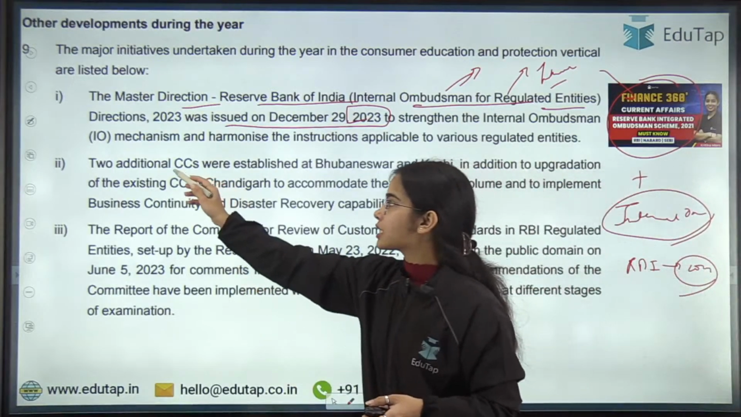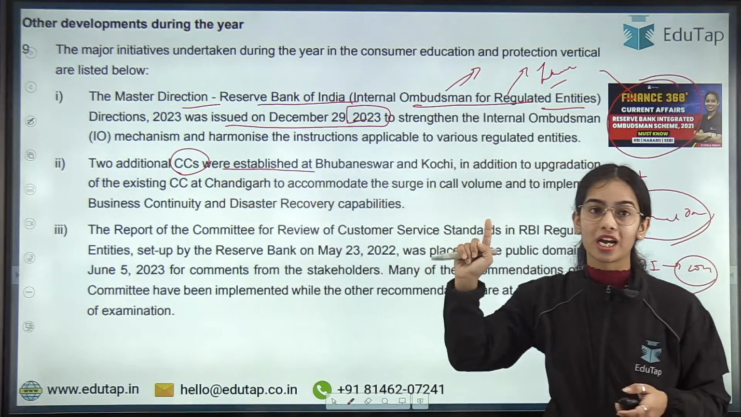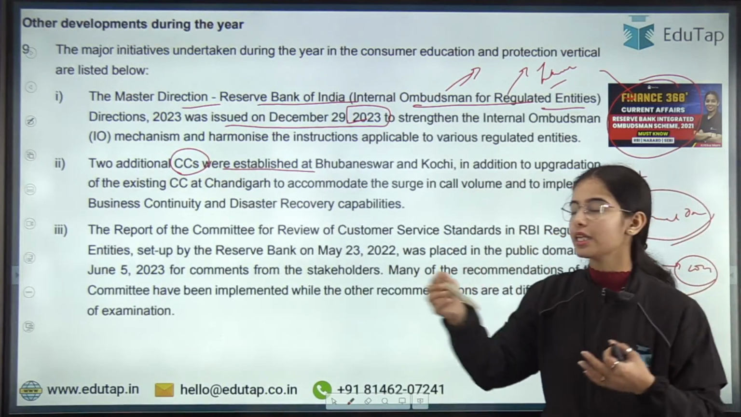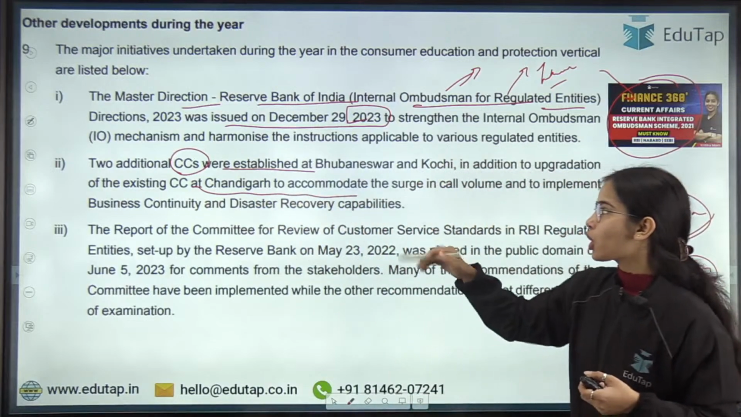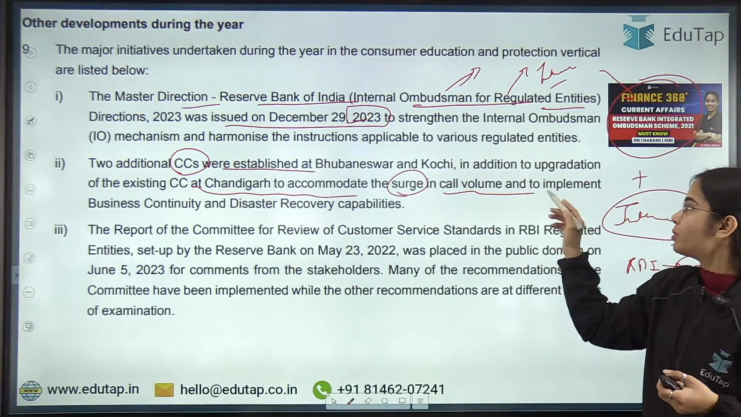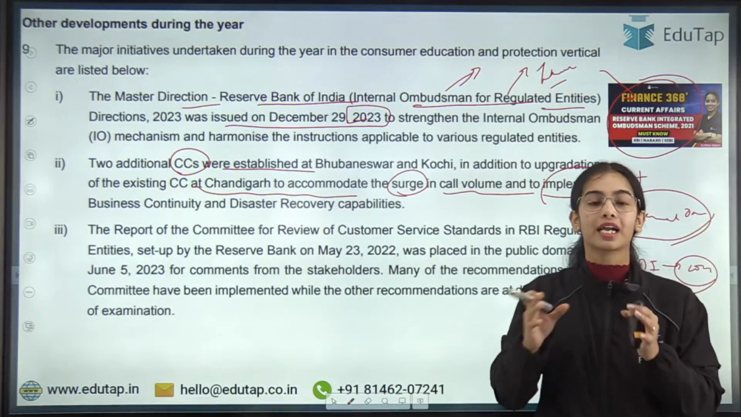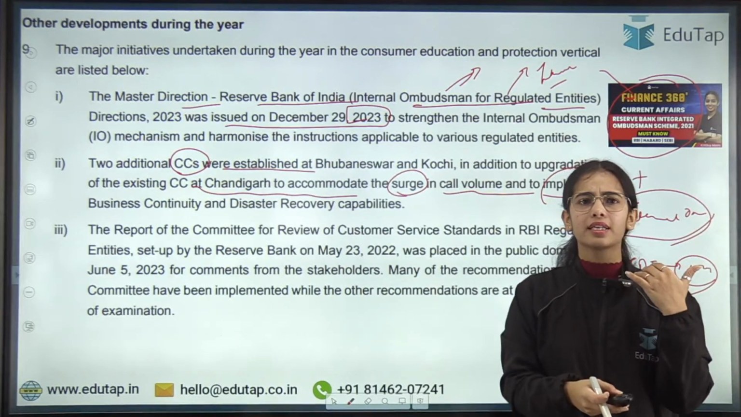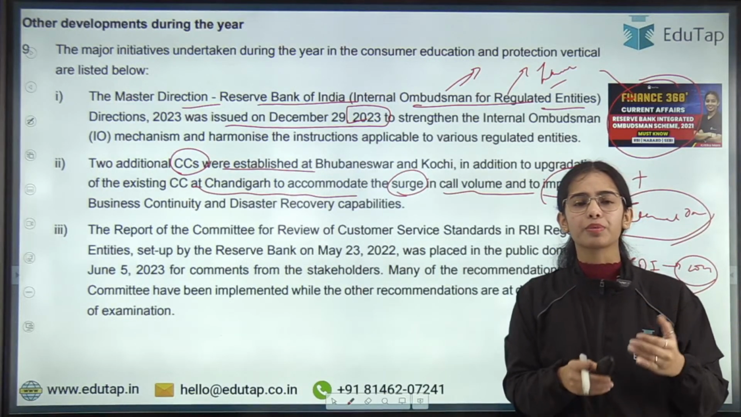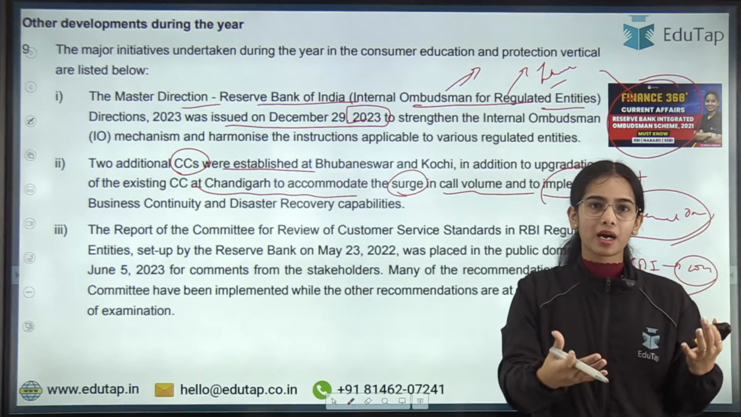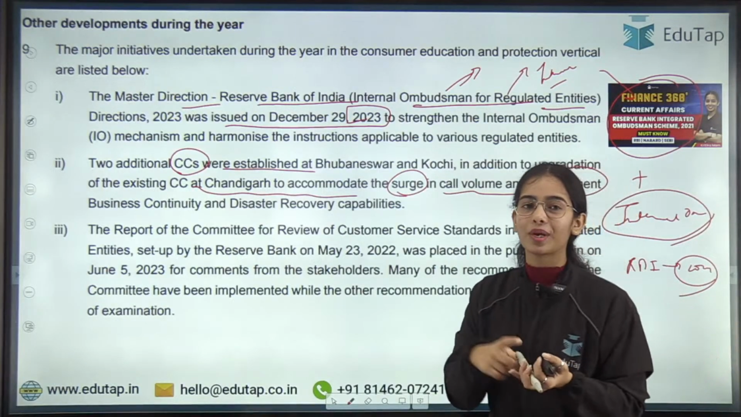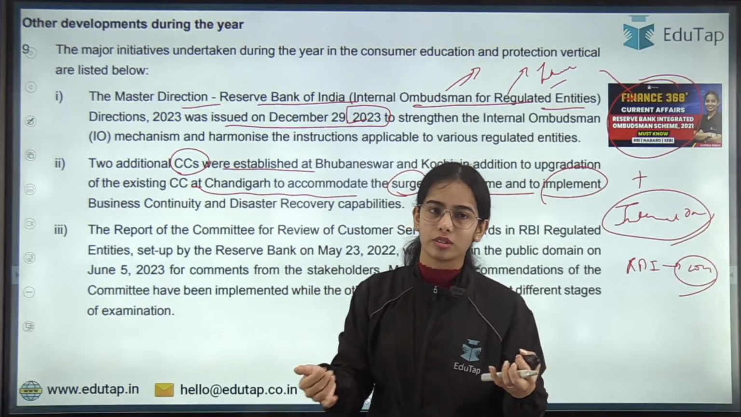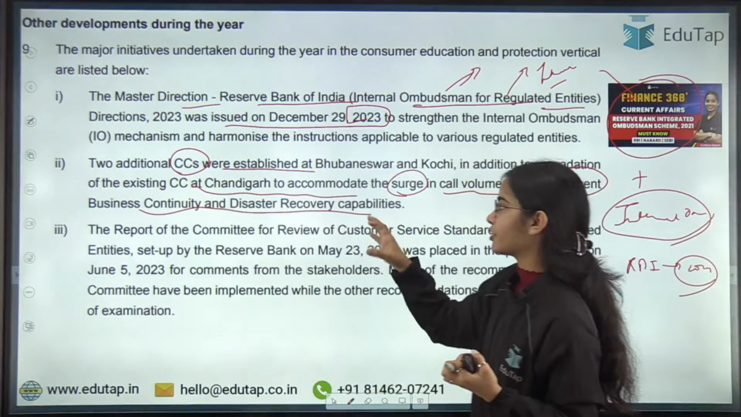Two additional contact centers were established at Bhubaneswar and Kochi, in addition to the upgradation of the existing contact center at Chandigarh, to accommodate the surge in call volume and to implement business continuity. If something happens to the Chandigarh contact center, say an electricity outage or some other problem, at least the Bhubaneswar and Kochi contact centers will be able to handle the calls. So, business continuity and disaster recovery capability.